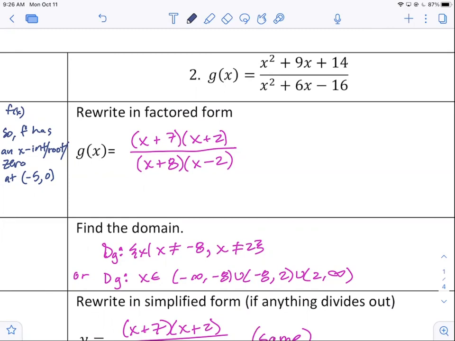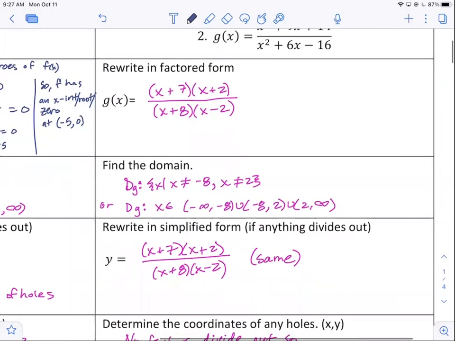So again, your domain in set notation, they don't have to be in order. You could say x cannot equal -8, comma 2. That's fine. I saw Aiden did that over there. That's fine because those are listing x values. It's not writing equations of lines. And then interval notation, a little bit longer. Simplified form, it's the same, right? In this case, it's the same because nothing divides out.